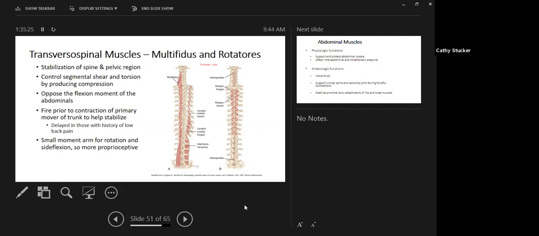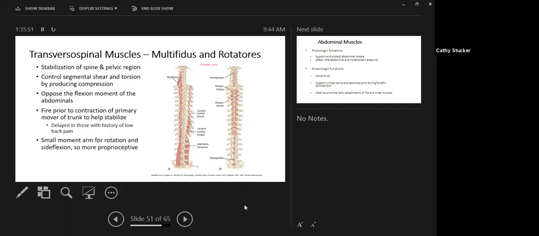The transversospinalis, we already kind of talked about this. Again, I just wanted you to see how teeny weeny they are. Some of them span one segment, some of them span a couple of segments. Multifidi are the one we're going to talk about the most. They've got a cervical example here, but multifidi tend to have the longer moment arms of the transversospinalis, and they tend to span more than one segment.